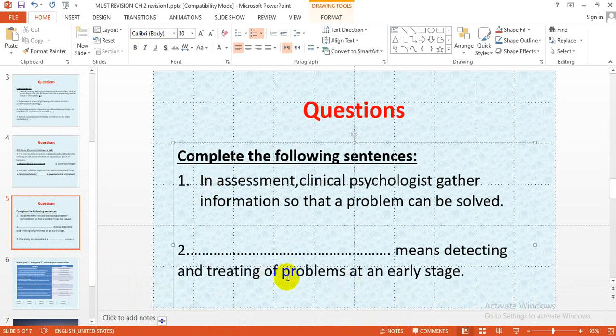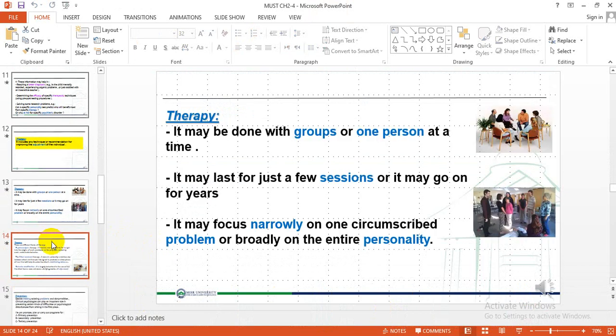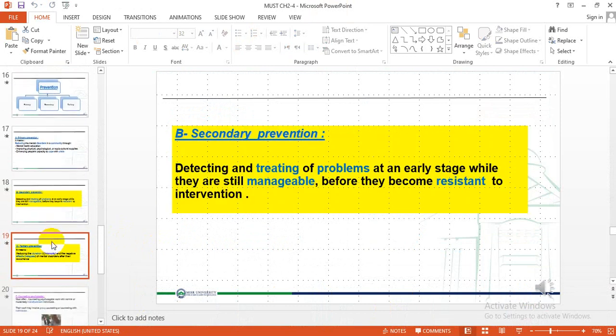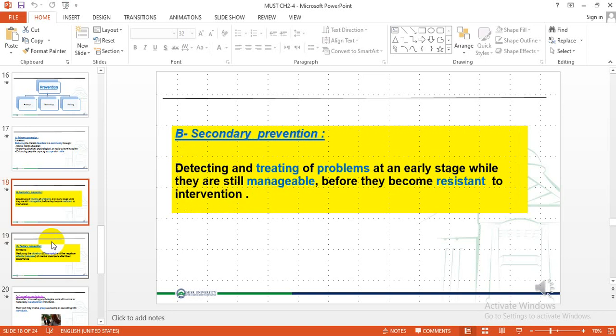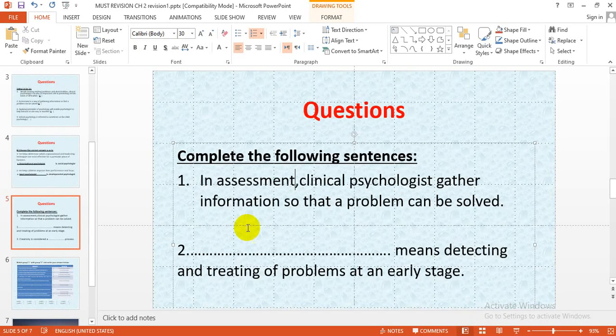It means detecting and treating problems at an early stage. We have three types of prevention: primary prevention, secondary prevention, and tertiary prevention. The first type, second type, and third type. In the second type, secondary prevention, it means detecting and treating problems at an early stage. So we are talking about secondary prevention. The correct answer will be secondary prevention.